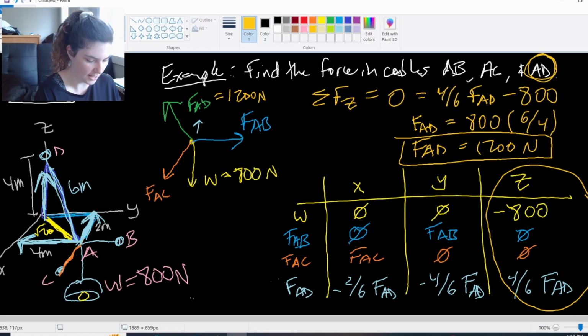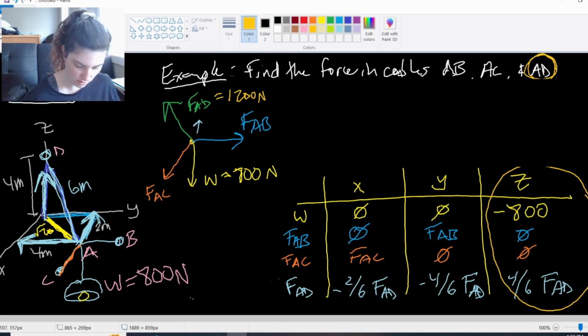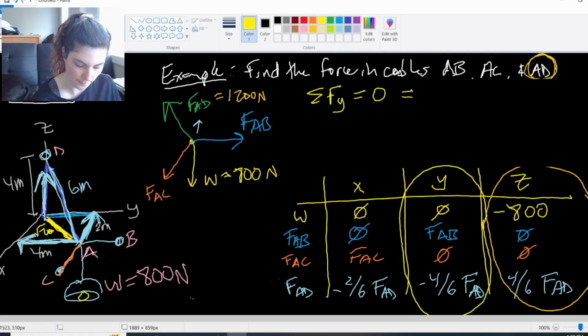So FAC, it doesn't really matter what order we do this in now, because both our X and Y column have FAD in them. So I can set up either. I'll go ahead and just go in reverse order, right? I'm going to do the Y component next. So sum of forces in the Y direction equals 0. That's our base equilibrium equation. And then I just sum them up down the column, right?